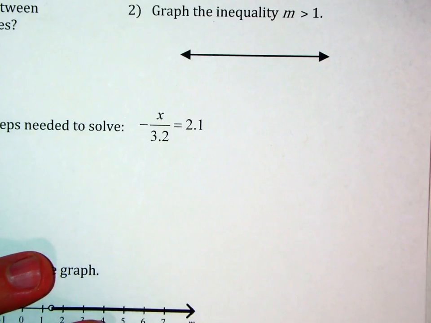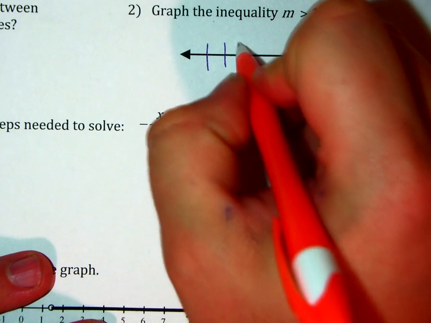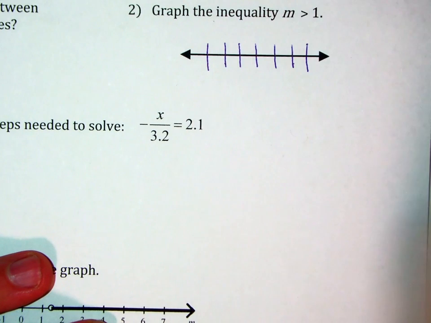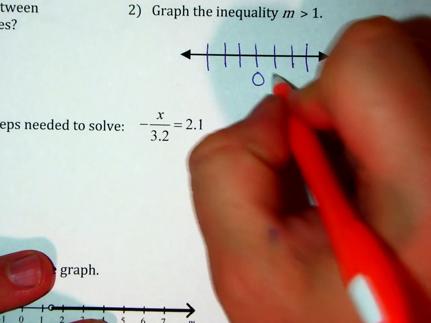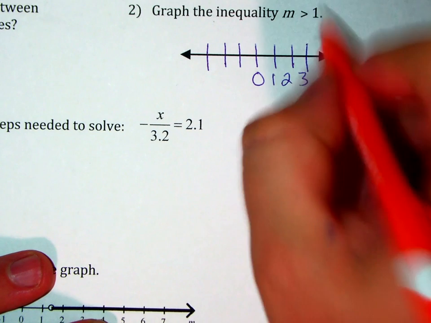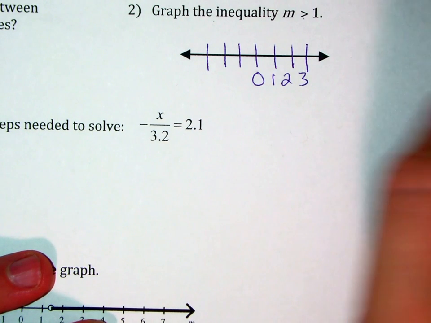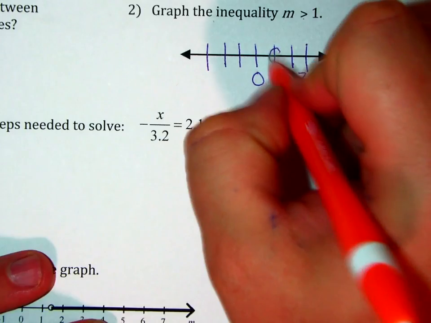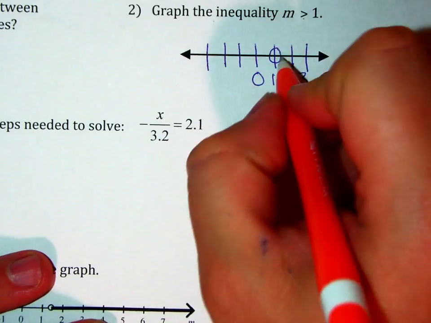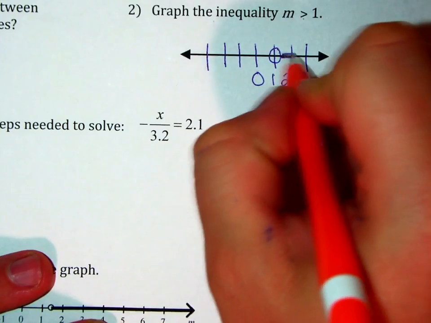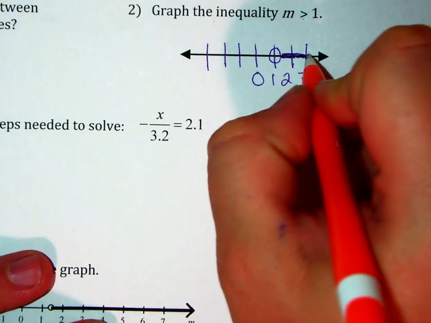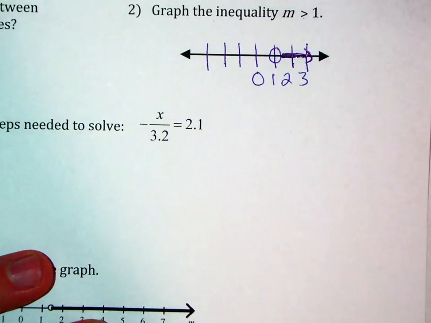So question 2 says to graph the inequality m is greater than 1. So if I have 0, 1, 2, 3, greater than sign means that it does not include 1 as an included value. So I have an open circle. However, any value larger than 1, in other words, moving in the right direction from 1, is an included value. So I would shade to the right of my positive 1 on the number line.